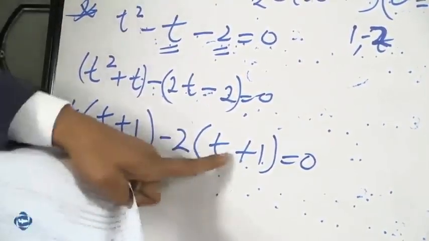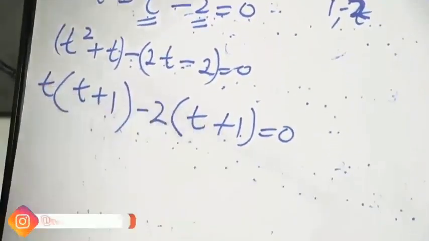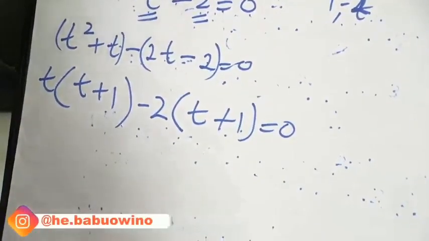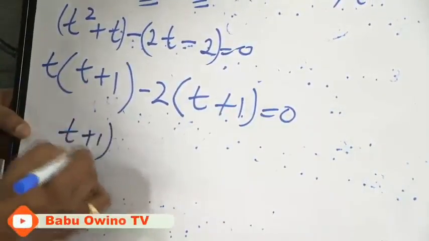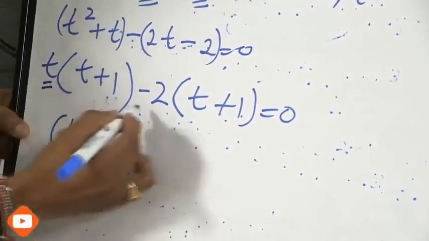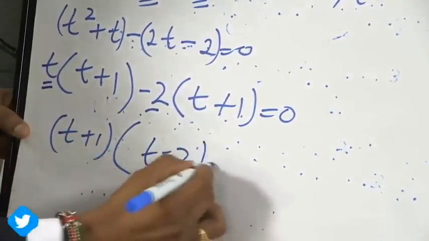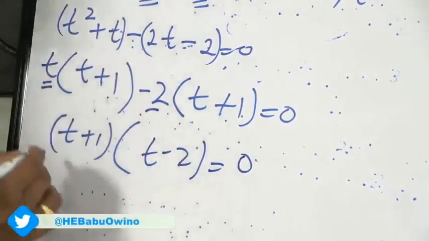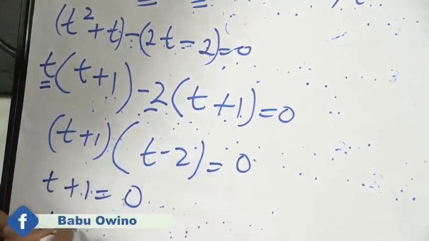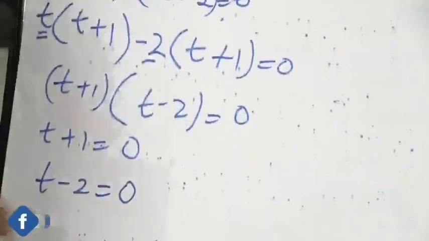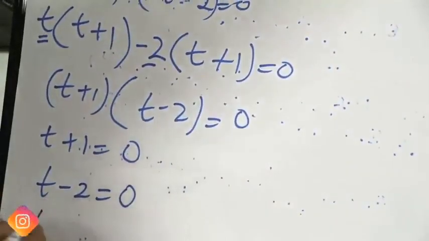Because we have in our bracket, you can see clearly we have a common factor of t plus 1. So we are going to collect the common factor of t plus 1, and then you pick t minus 2, you equate to 0. So t plus 1 equals 0, and t minus 2 equals 0.